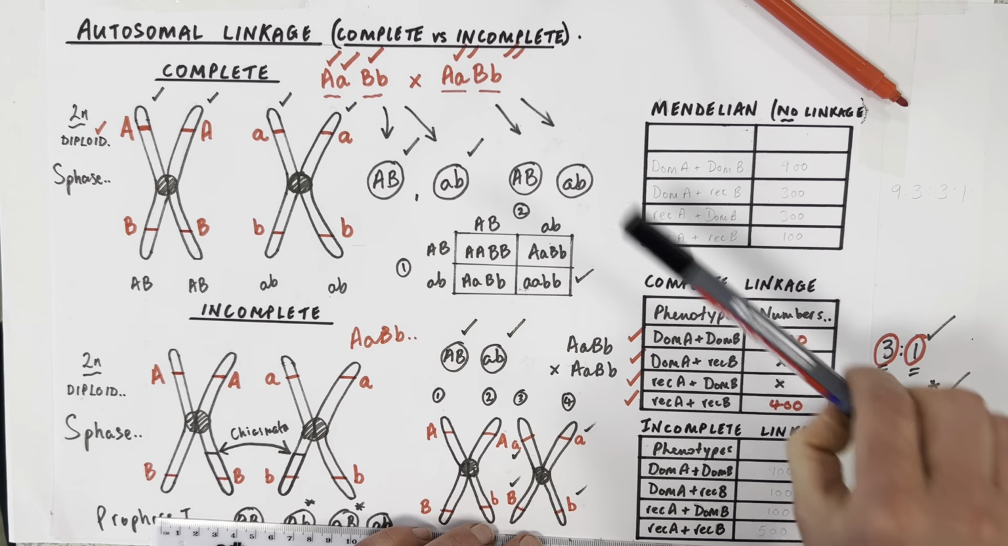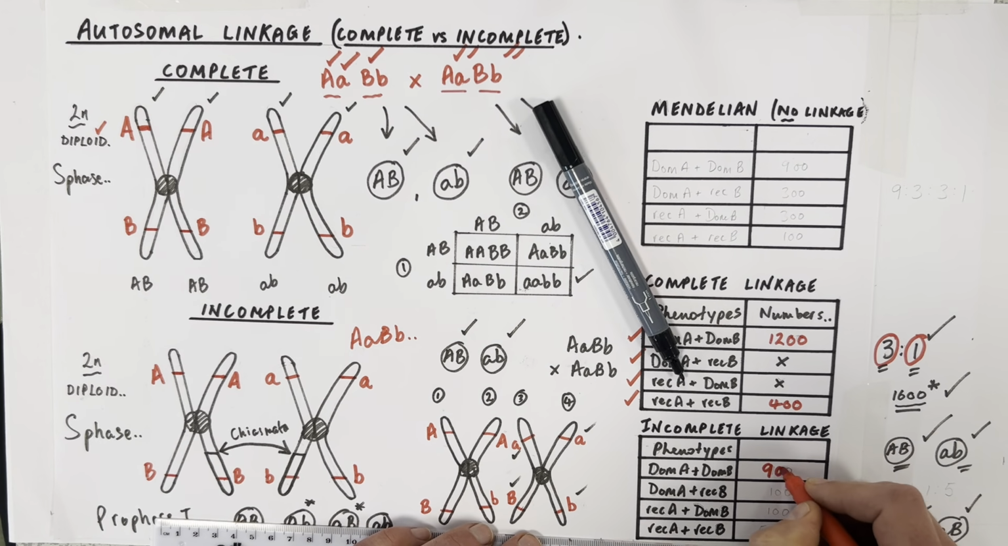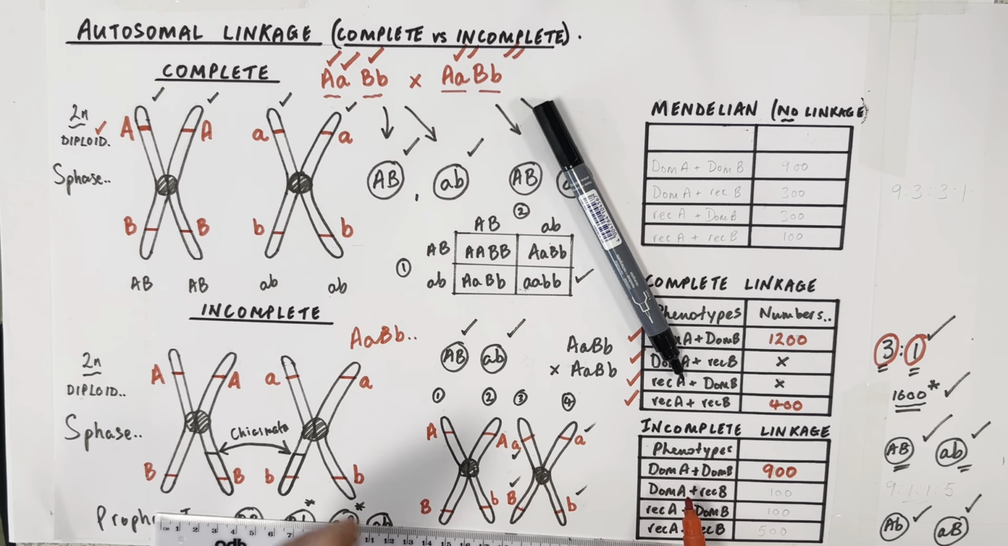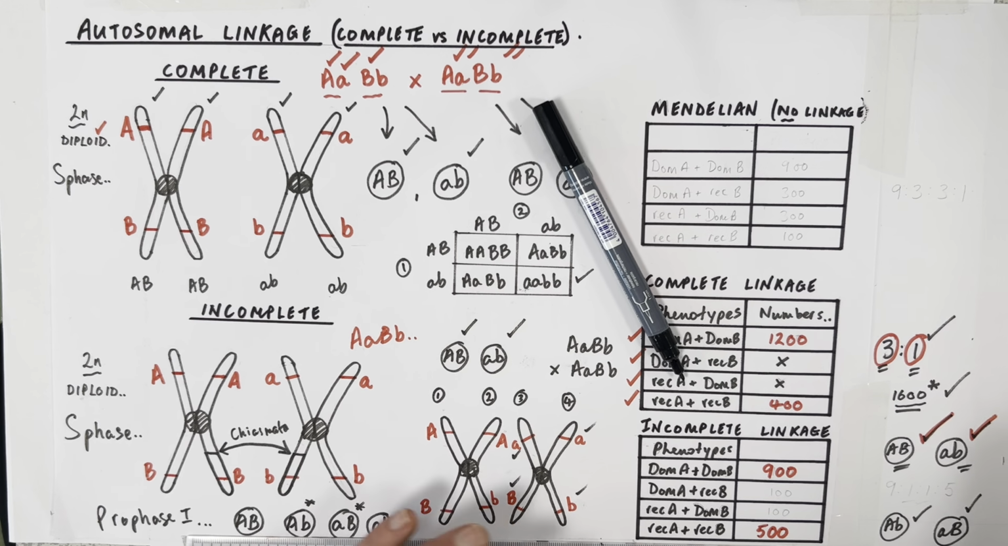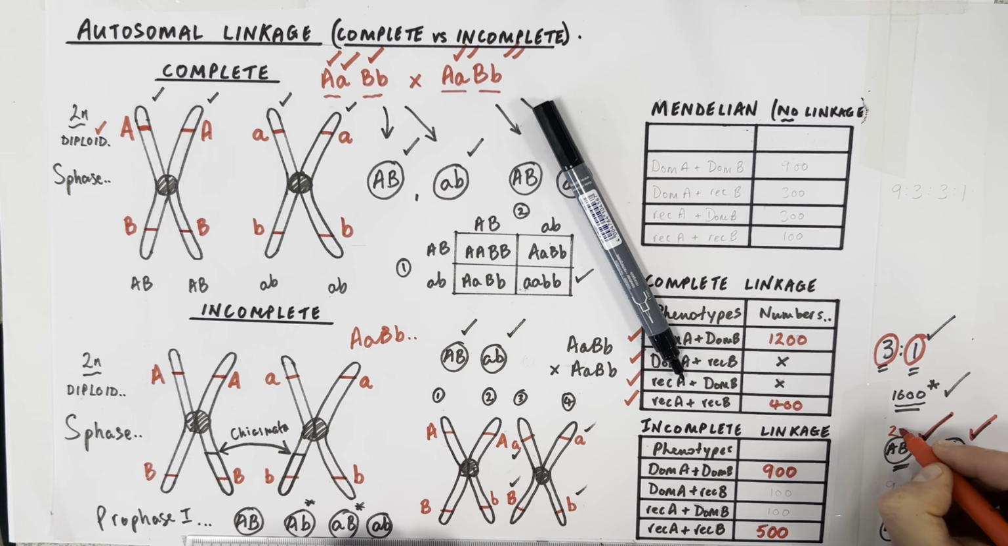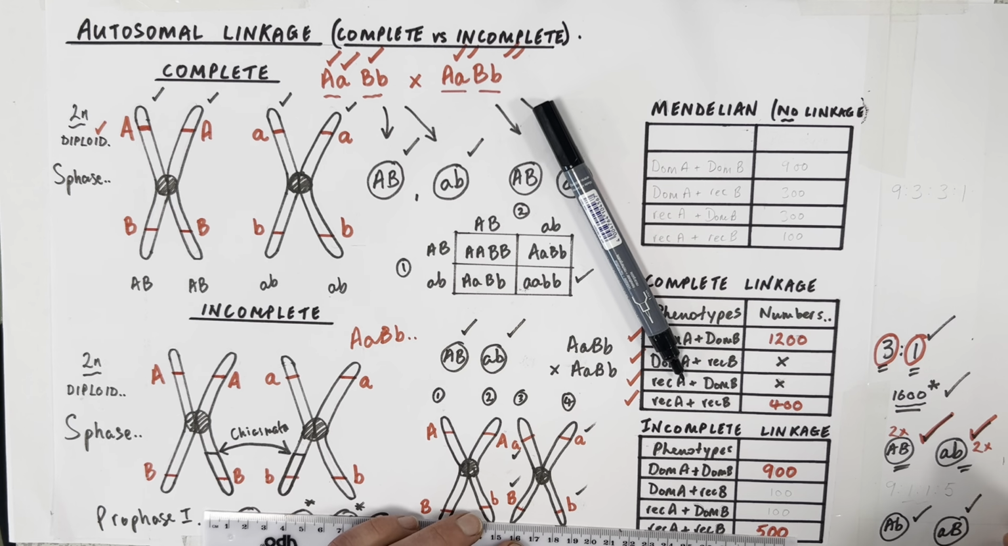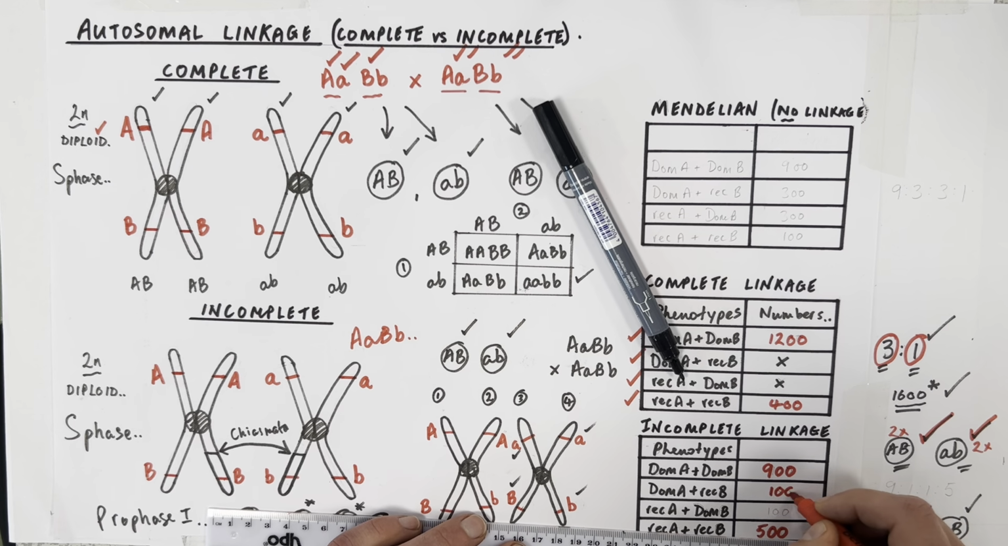So it might be that we have 900 of the dominant A and the dominant B phenotype, and 500 of the recessive A, recessive B phenotype, because remember, we by far got more of that gamete, which can fuse together. So we could have two of these fused together, we could have two of these fused together, or some of these could fuse together, which again would make the phenotype at the top. We'd have very low numbers of these dominant A, recessive B phenotypes and recessive A, dominant B phenotypes.